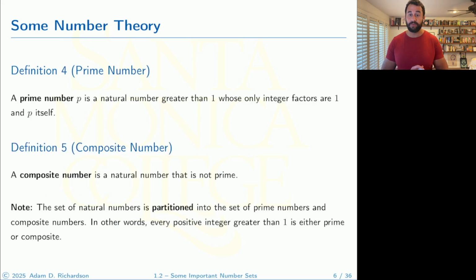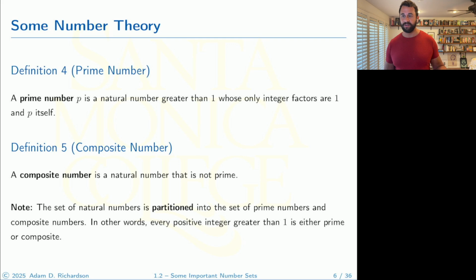Now let's talk about prime numbers versus composite numbers. These play a huge role in number theory, and it's still an active area of research to this day. So a prime number p is a natural number greater than 1 whose only integer factors are 1 and p itself. In other words, if you tried to factor the number p, the only way you could possibly do it is 1 times p. That's a prime number. And those are very, very special numbers, as we'll see because of the fundamental theorem of arithmetic.